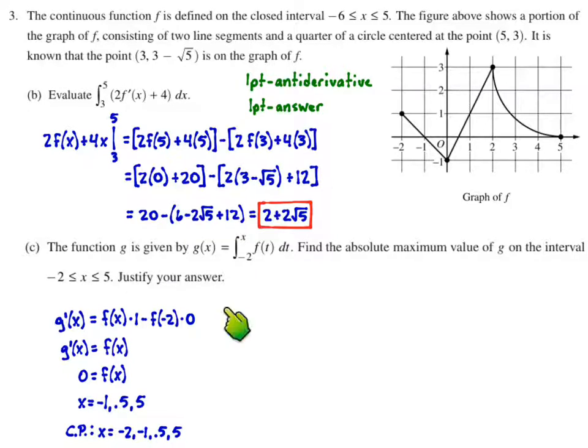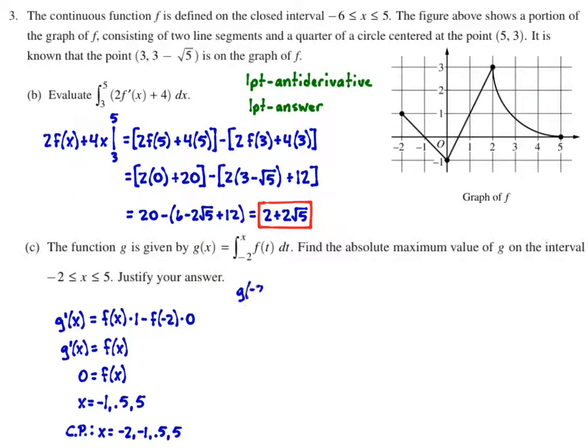And then from there, if I'm looking for a relative maximum, my justification would be, well, when g prime changes signs from positive to negative. So this is a relative maximum here. But I'm looking for the absolute maximum, so I have to take all those values and plug them back into my g function to see which one is the greatest.